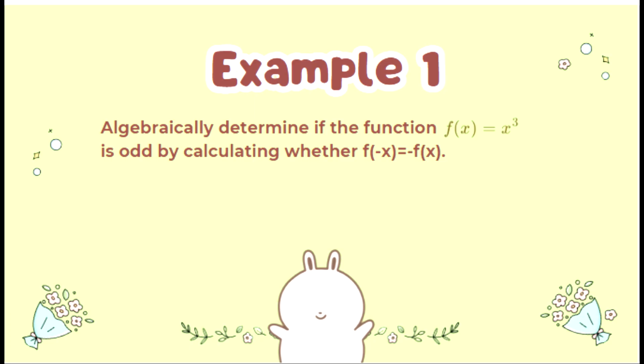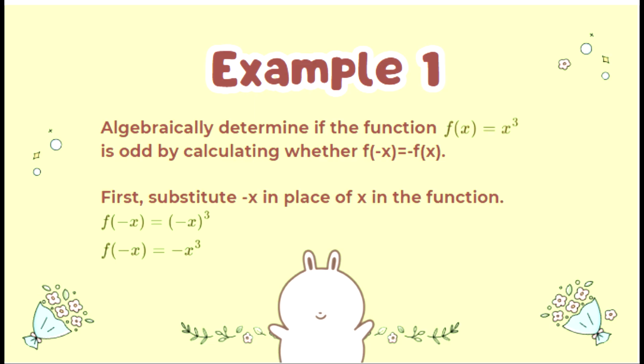Here's example 1. Algebraically determine if the function f of x equals x cubed is odd by calculating whether f of negative x is equal to negative f of x. How we do that is first we're going to substitute negative x in place of x in the function. Okay, so here's our original function. So we have f of negative x, that's what we're dealing with, equals negative x cubed, which is right here. Negative x times negative x becomes positive x squared, times negative x stays negative. So it just becomes f of negative x is equal to negative x cubed.